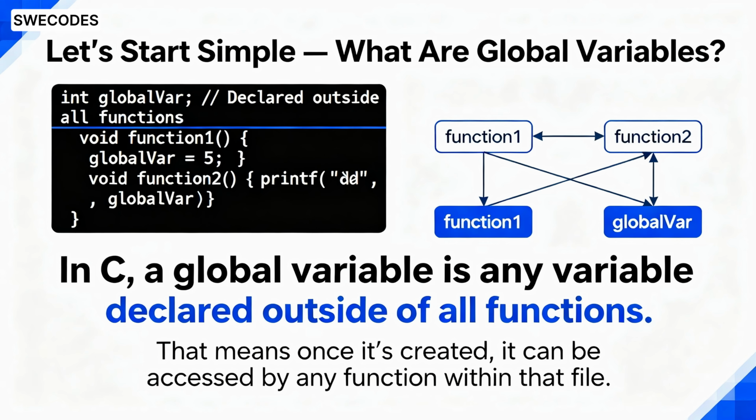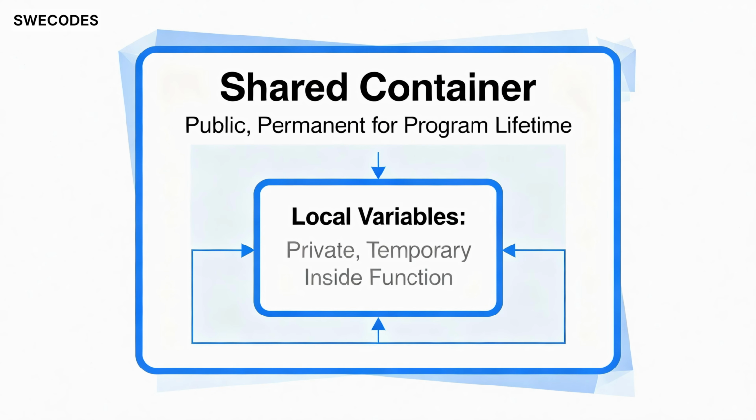Let's start simple. What are global variables? In C, a global variable is any variable declared outside of all functions. That means once it's created, it can be accessed by any function within that file. Think of it as a shared container that all your functions can see and use. Here's a quick mental model. Local variables live inside a function, private and temporary. Global variables live outside functions, public and permanent for the program's lifetime.